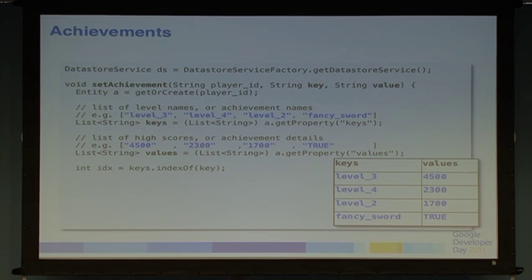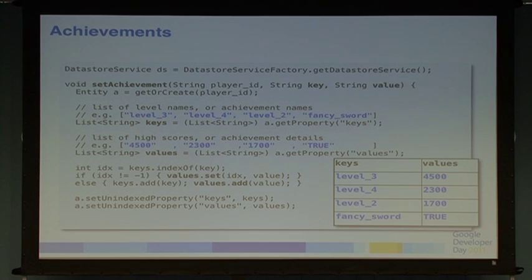Now, in order to update this in our method, we have to see if the existing key is there. And if it's there, then we override the value. So let's say I play level 3, and this time I get 4,600 points. Then I would update that first column there. Otherwise, I have to add the value. So I add it to the end of the list of the keys and the end of the list of the values. And you'll note that they're not in order. They're not sorted any particular way. I'm just iterating through them.